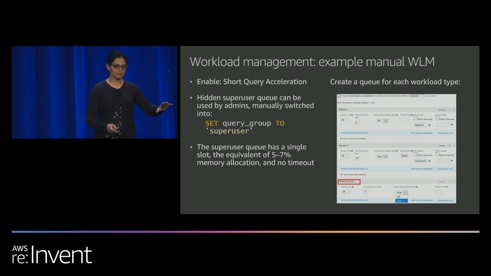We also have a special queue, the super user queue, which is not visible on the console. If a person is an admin, they can set this query group in the session. And when they submit the query, those queries will be routed to the super user queue. The purpose of the super user queue is to run administrative tasks. Say you want to drop a table or cancel a query. I would recommend not to use the super user queue for long-running queries.